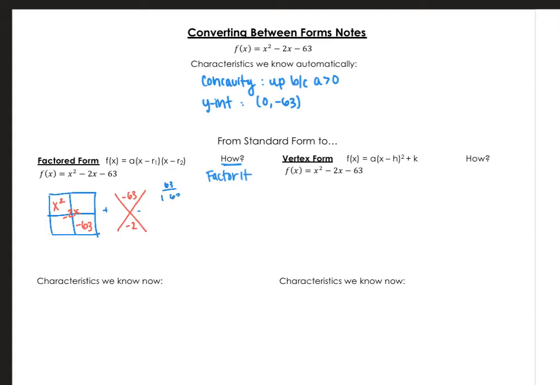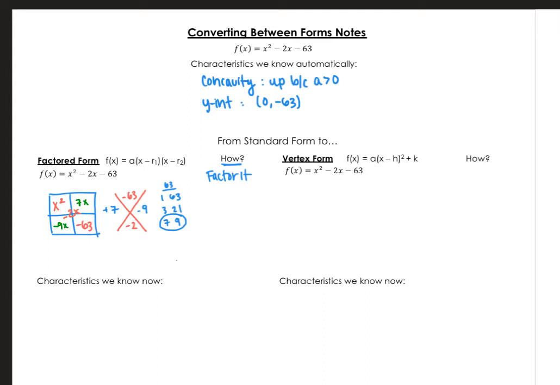So that's 1 and 63, 3 and 21, and 7 and 9. So the pair that's going to get us negative 2 is going to be 7 and 9, and in order for it to be negative 2, I need the 9 to be negative. So then we can double check that 7 times negative 9 is negative 63, and 7 plus negative 9 is negative 2. So that goes inside the box. So that's going to be positive 7x, and that's going to be negative 9x.